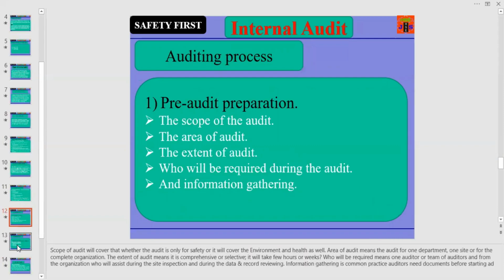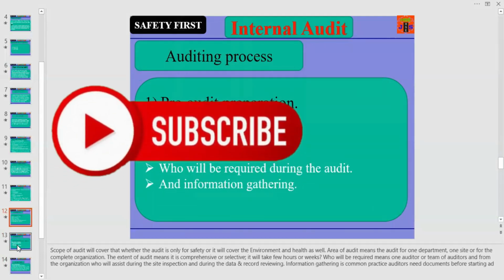Dear friends and fellows, let us discuss part 1 of the auditing process, pre-audit preparation. It contains the scope of the audit, the area of audit, the extent of audit, who will be required during the audit, and information gathering process. Scope of audit means whether the audit is only for safety or it will cover the environment and health as well. Area of audit means the audit for one department, one site, or for the whole organization. The extent of audit means it is comprehensive or selective.